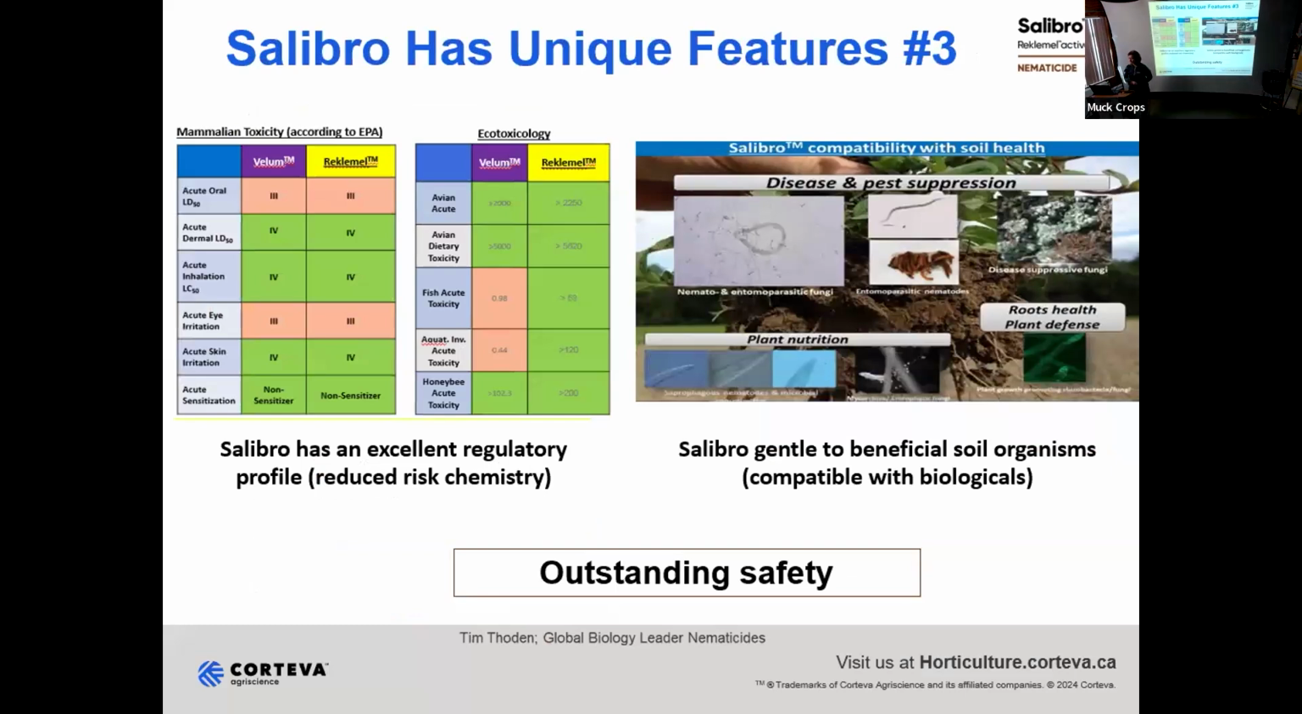Unique feature number three, outstanding safety profile. Green is good, right? And these are all your toxicity, ecotoxicity. Green is good. So we're rating really high on safety. And again, we are preventing death of the beneficial insects. So great on the beneficial community, wonderful for an IPM program.